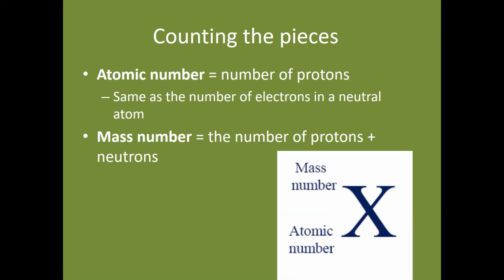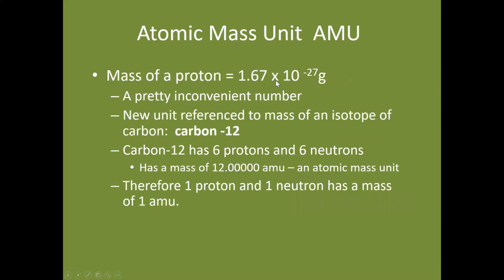Now we're going to come back and ask some more questions about this. The mass number is the number of protons plus neutrons. The mass number is not given in your periodic table. Tomorrow we'll calculate mass number. Instead, the periodic table gives the average atomic mass.